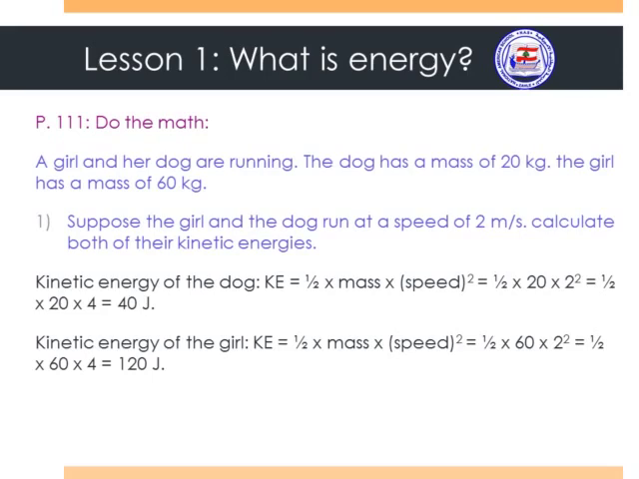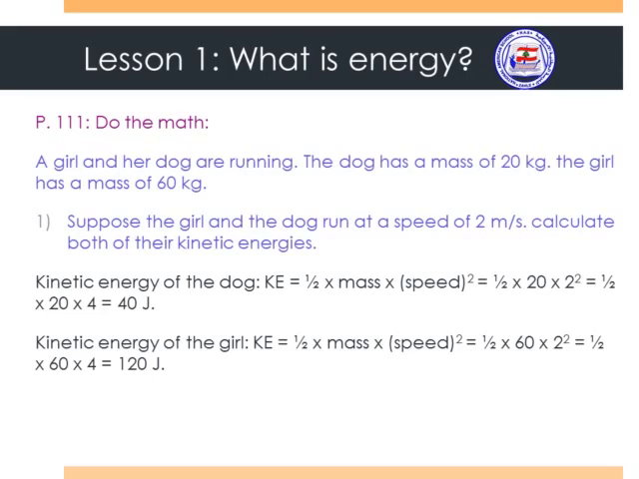So to calculate the kinetic energies, we have to apply the equations. Let's start by the kinetic energy of the dog. We have half times mass times speed to the power 2. So we get half times 20, which is the mass of the dog, times 2 to the power 2, which is its speed. We get 40 joules.